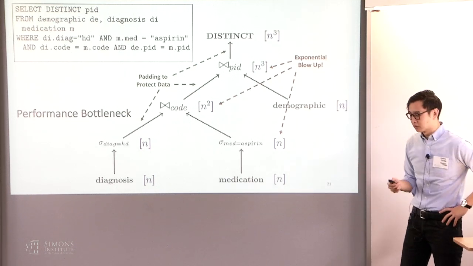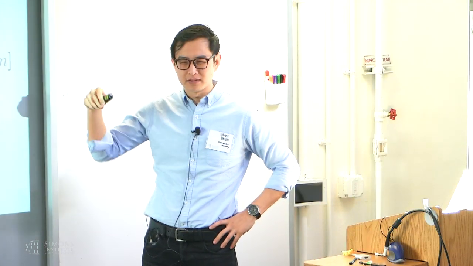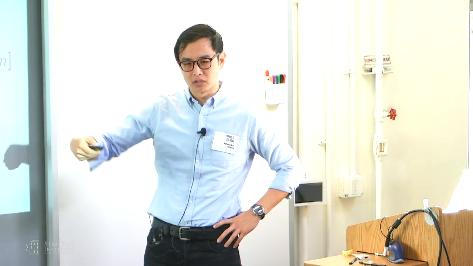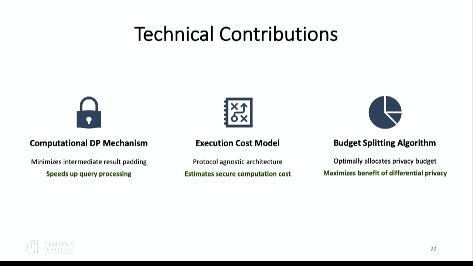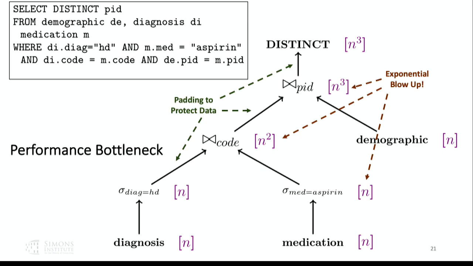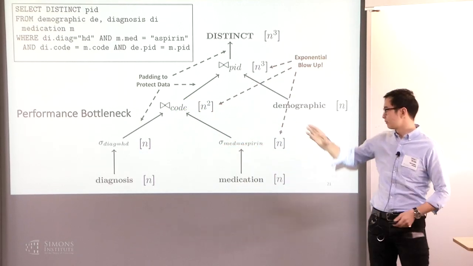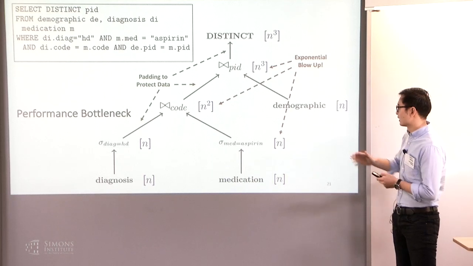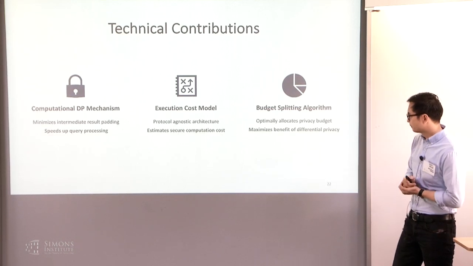Just purely for execution. That's what I think was actually really interesting work: we're applying differential privacy not just at the output, but actually during execution to speed it up. Right. Okay, so we have a computational differential privacy mechanism to minimize this intermediate result padding, right? So we want to make this something smaller than n squared. And as it goes up the tree, we'll see that benefit. So that'll speed up our query processing.